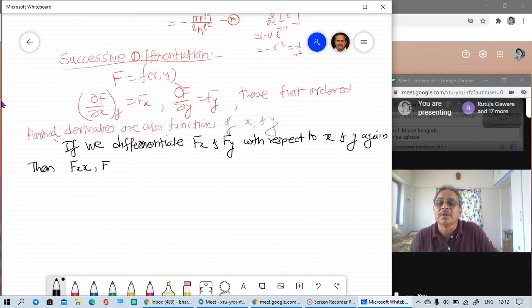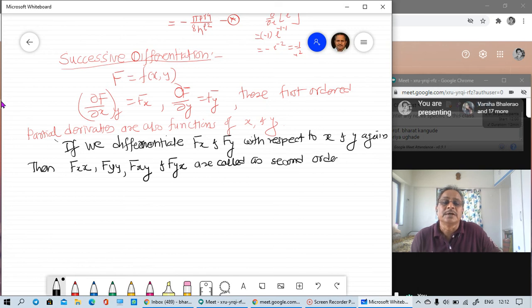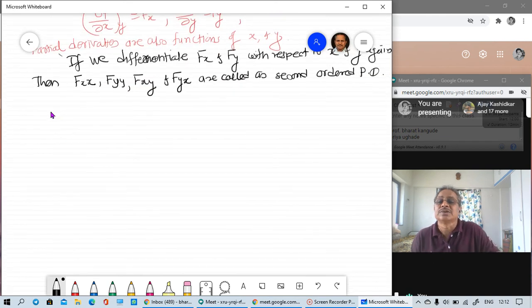and also fyy, then fxy as well as fyx are called second ordered partial derivatives. Okay, PD, second ordered partial derivatives. And this process, the differentiation, the process is called successive differentiation.